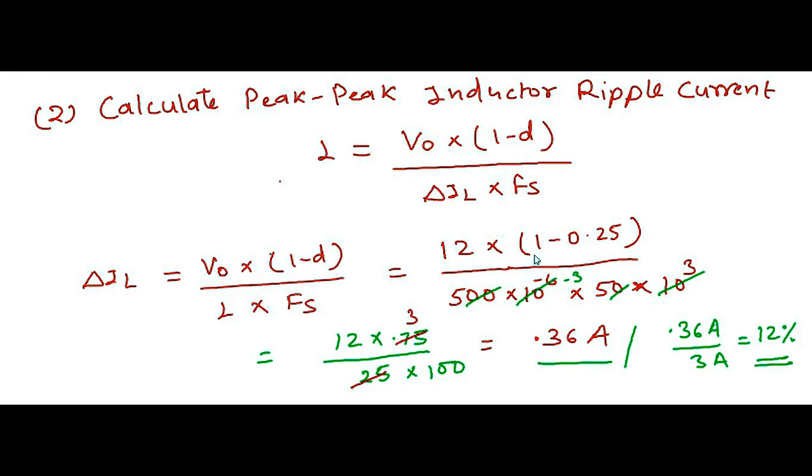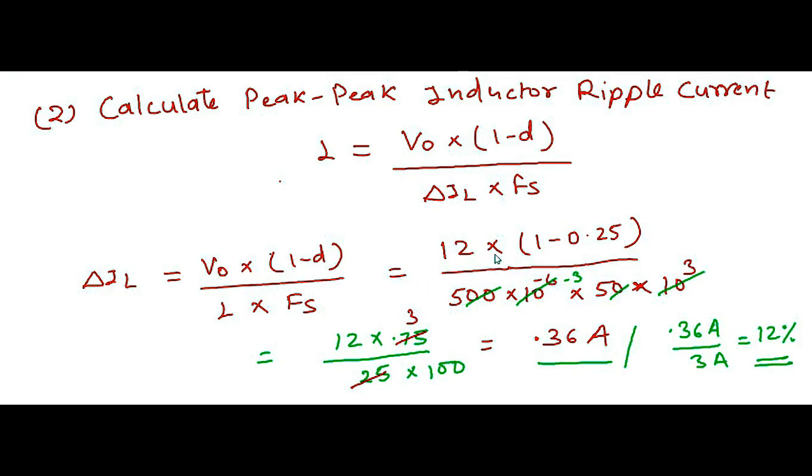what is V naught? 12 volt multiplied by 1 minus D, 1 minus 0.25 is the duty. Divide by L, the value of inductance is 500 microhenry, so 500 into 10 to the power minus 6 multiplied by 50 into 10 to the power 3. The switching frequency we have here is 50 kilohertz. So now 10 to the power minus 6 and 10 to the power plus 3, you can cancel and you're going to get minus 3. That means 10 to the power minus 3 is still left. Now you have two zeros here and one zero here, so you can cancel out a total of 10 to the power minus 6.